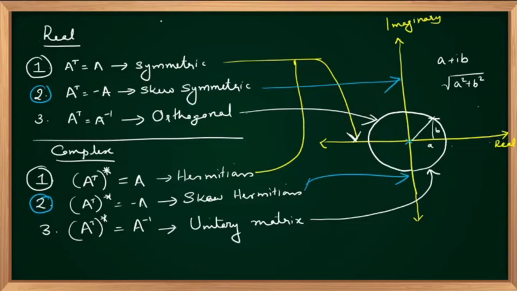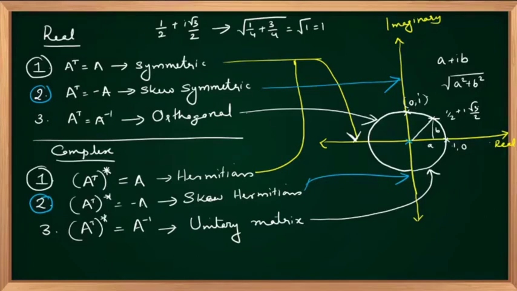I'll give an example. I take the value 1 by 2 plus i root 3 by 2. What is going to be the magnitude of this particular vector? That will be root of 1 by 2 whole square, which is 1 by 4, plus root 3 by 2 whole square, which is 3 by 4. So its magnitude is going to be 1. Correct? So one point is 1 by 2 plus i root 3 by 2. You can see other points. This point will be 1, 0. What will be this point? This point will be 0, i. Correct? 0 in the real axis, i in the imaginary, and the magnitude of i is 1. This point will be minus 1, 0. This point will be 0, minus i. Correct? So all these points lie on a unit circle.